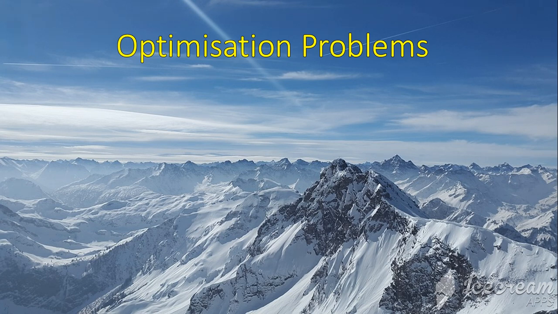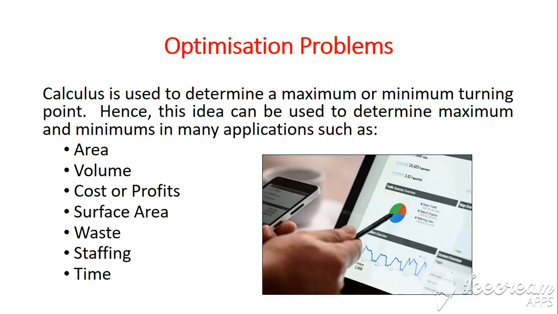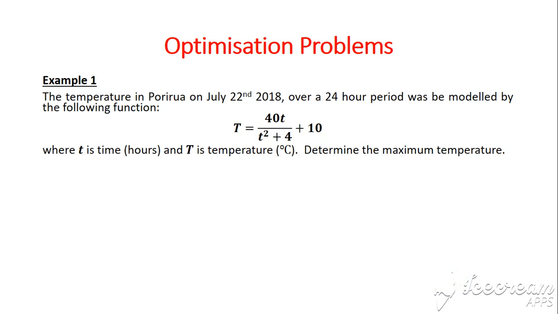One of my favourite topics, we're going to do optimisation problems. We know calculus is used to determine maximum and minimum turning points. We're going to extend that idea to real life applications such as maximum or minimum area or volumes, maybe maximum costs or profits, or maybe we want to minimise things like surface area, waste, or time and staffing. Let's get going. We've got two examples to look at.